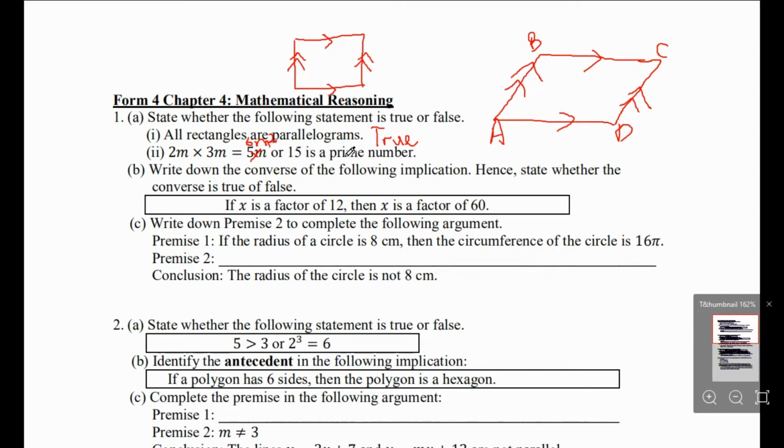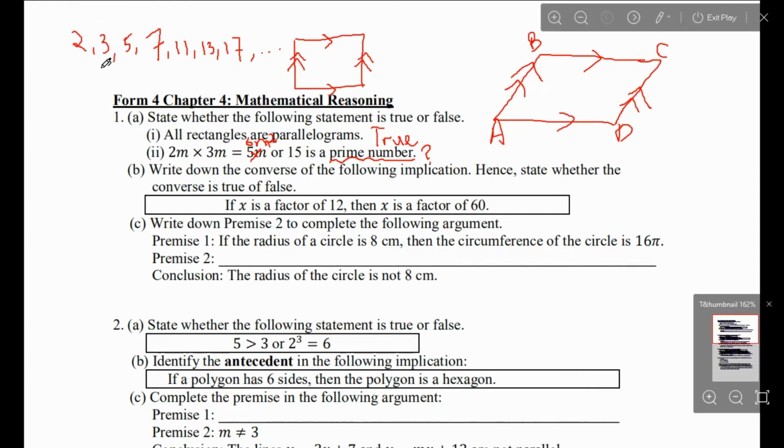15 is a prime number. Okay, so what is the meaning of prime number? Prime number is a number that can only be divided by 1 and itself. Okay, examples of prime numbers, we have 2, 3, 5, 7, 11, 13, 17, and so on. Okay, these numbers can only be divided by itself, and also 1. 2 can only be divided by 2 and 1, 3 can only be divided by itself and 1. So these are the examples of prime numbers.